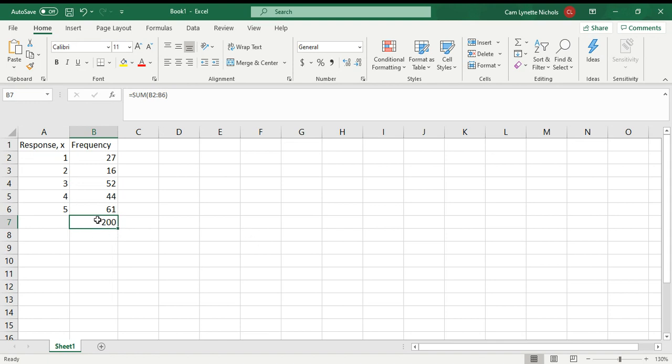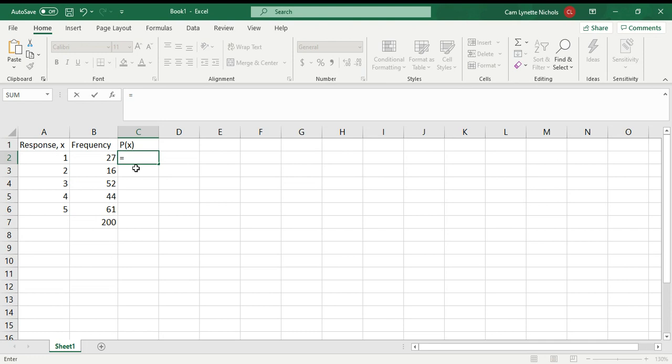So all I did to find this sum was type equals SUM, and then I highlighted my frequencies because we need that to find the probability. So P of X. Now I'm going to use cell referencing so that I can figure out those probabilities. So equals 27 over the 200.